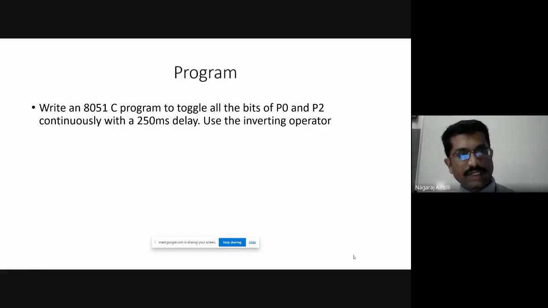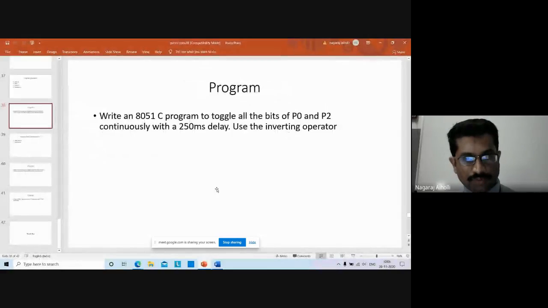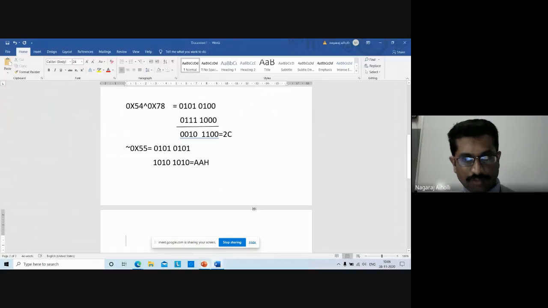Let us write. Read the question here. We have to toggle the bits of P0 and P2, that is 55 to AA or AA to 55, correct? With a 250 millisecond delay, so there should be a delay function. Then we have to make use of the inverting operator. There are four things here. First, write an 8051C program. Second, toggle the bits of P0 and P2. Third, use a delay of 250 milliseconds. Fourth, use the inverting operator. Understand the question and then start writing the program.